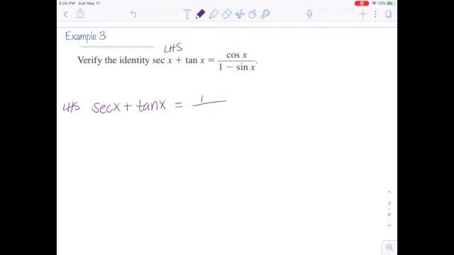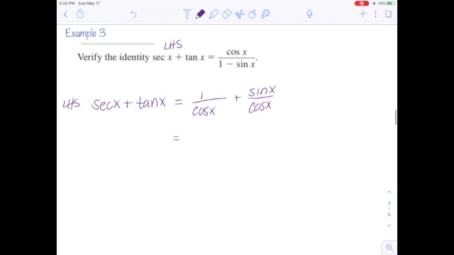I'll switch it all to cosines and sines. So 1 over cosine of x plus sine of x over cosine of x. So at this point, I can combine my fraction. I already have common denominators, so that gives me 1 plus sine of x.